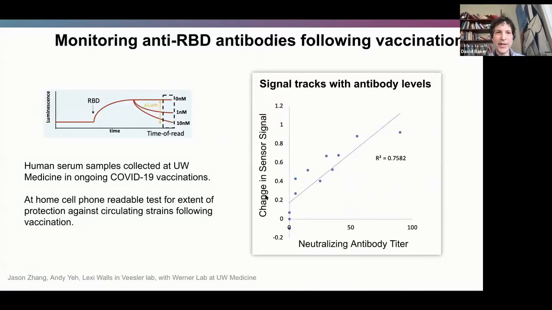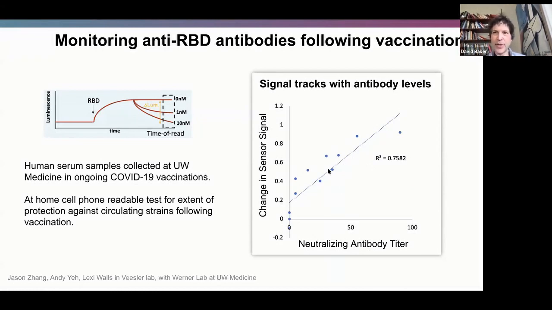More recently, we've been exploring this for monitoring responses to vaccination. So since this is in thermodynamic equilibrium, we can have the sensor, we add the RBD and it opens. Now, if we add serum samples that contain antibodies against the RBD, they compete with the sensor and we get a loss in signal. And we actually have nicer data than this now.